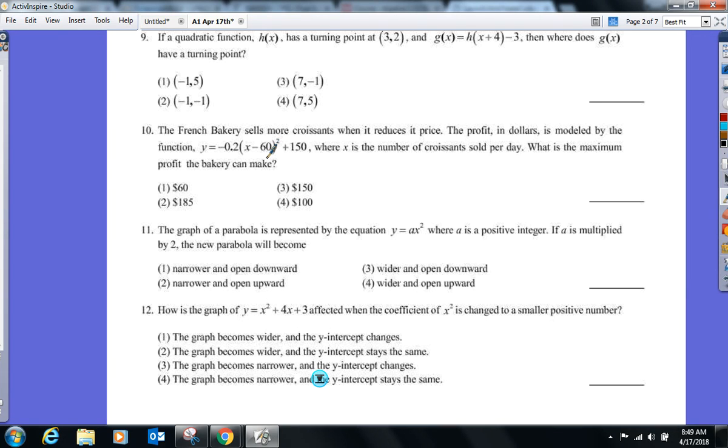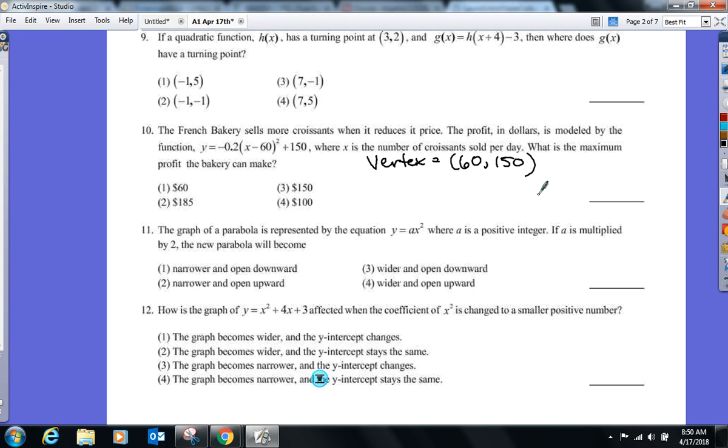It's going to flip over the x-axis. What's that 0.2 tell me? Compressed or stretched? Compressed. It's less than 1. Nice job. That -60. Right 60. Up 150. All right. Let me go back to Callie. She said it was in vertex form. Where's the turning point or the vertex? 60, 150, right?